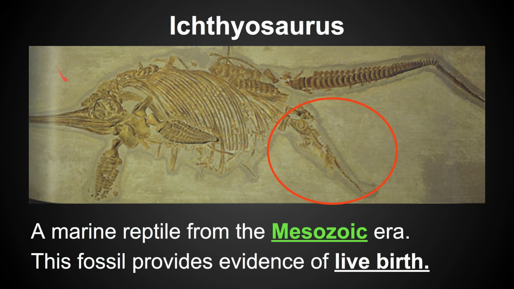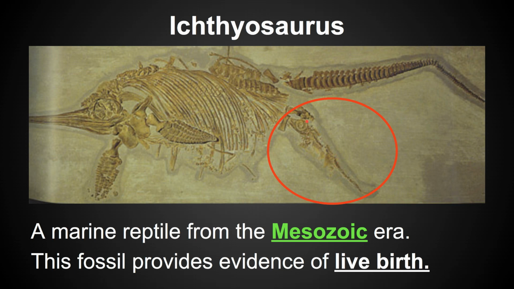So check this out. Look, this thing had a very large eye. This is the eye socket. It had flippers like a dolphin. This thing basically had a body plan very similar to a dolphin, but it wasn't a dolphin because dolphins are mammals. This was a reptile. But this was a reptile that looked like a dolphin, lived in the oceans during the time of the dinosaurs, and it gave live birth.